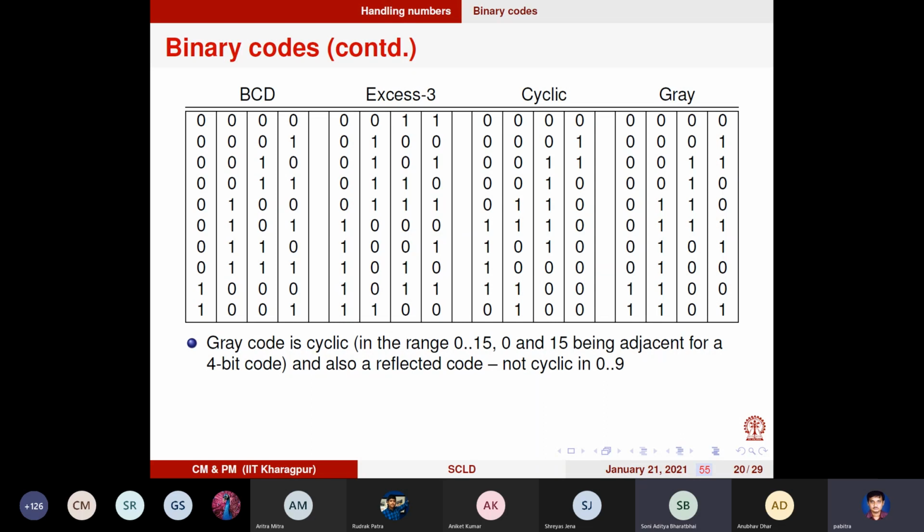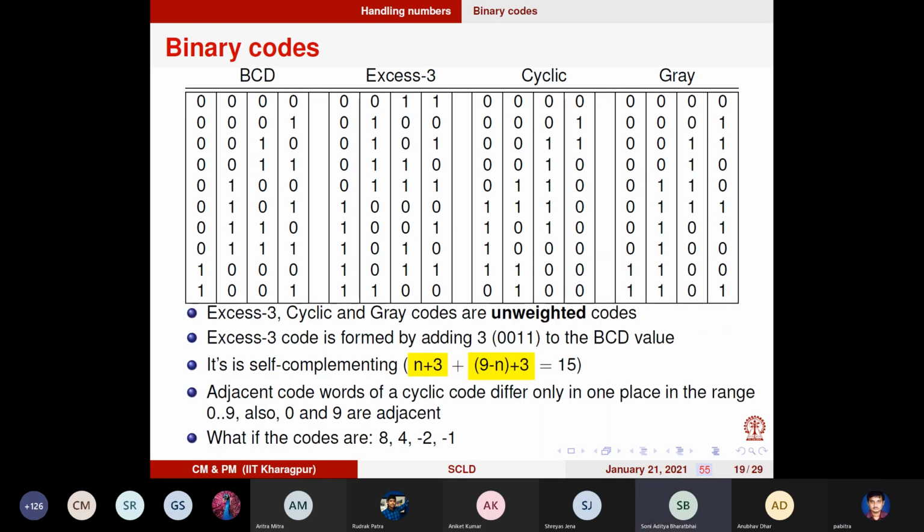Sir, so for self-complementing, what you are saying is that a particular representation is self-complementing if we write that representation for n and 9 minus n, and if we add the two, then we get 15. Right, you get 15. Okay, sir.